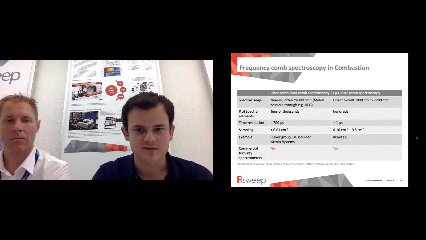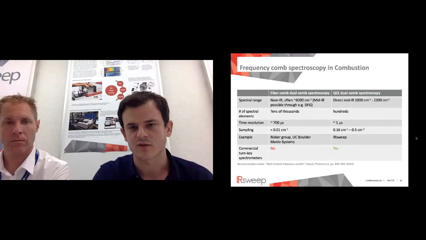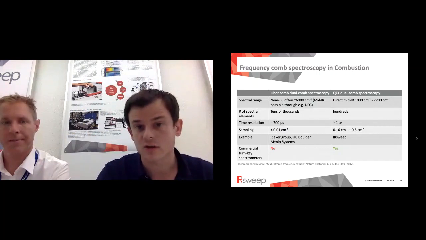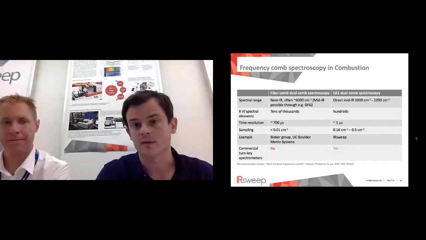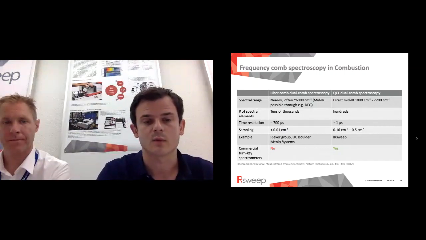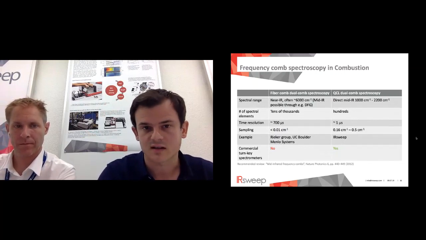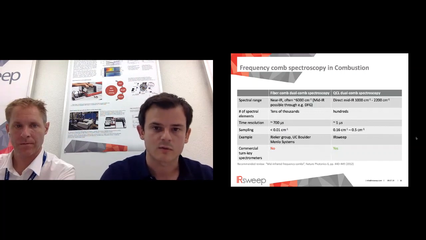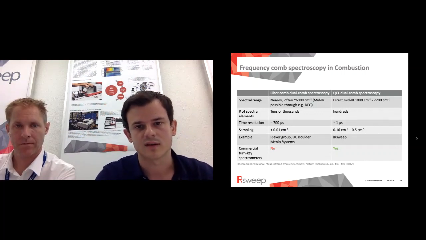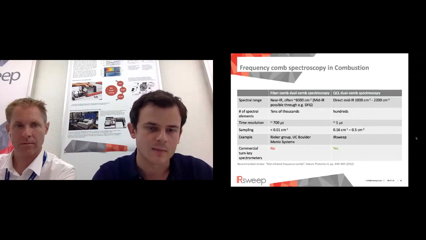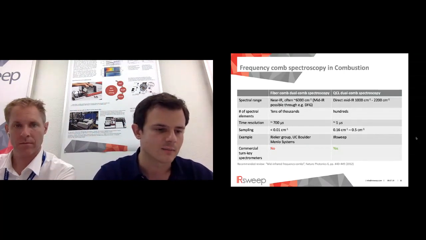I want to take one slide to show different types of combs that are available, because a lot of people that work with combs are familiar with near-IR, usually fiber-based combs, and they're quite a bit different than the QCL combs that we are using. So most comb systems operate in the near-IR around 6,000 inverse centimeters, can be a bit left or a bit right of that. It's also possible to convert them into the mid-IR, but let's leave those complex systems out for now.